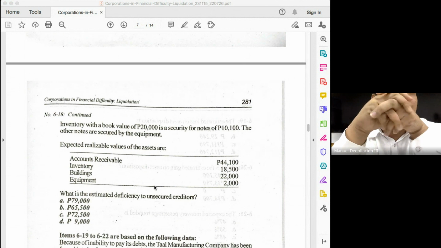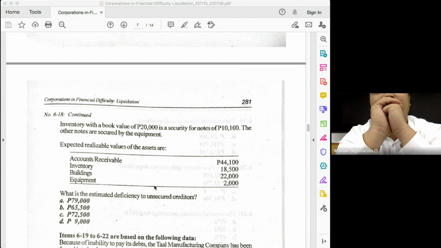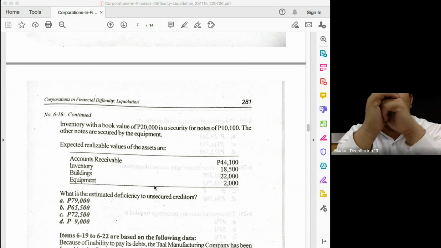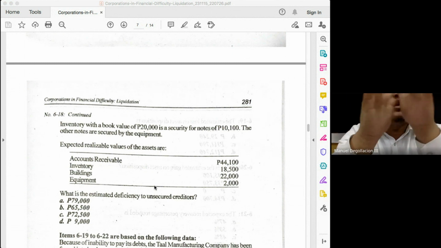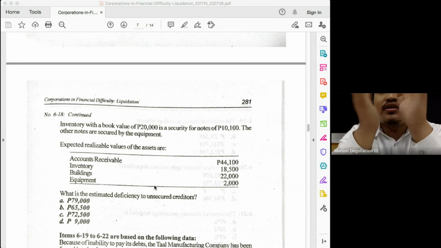As an alternative solution, class, you can start with the book value of your shareholders' equity, and then you just reflect the losses and gains from the realization and payment of your liabilities. But I do not prefer that way of computing because for me, it's a lot more complicated because you will have to determine the loss on realization for each type of asset, and the gain or loss on the settlement of the liabilities.